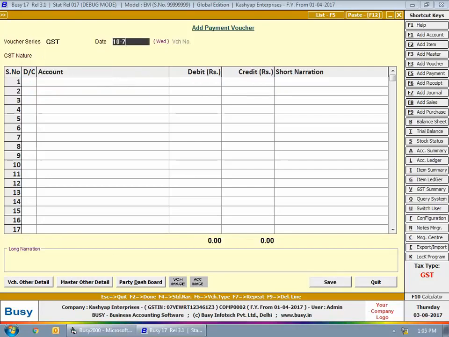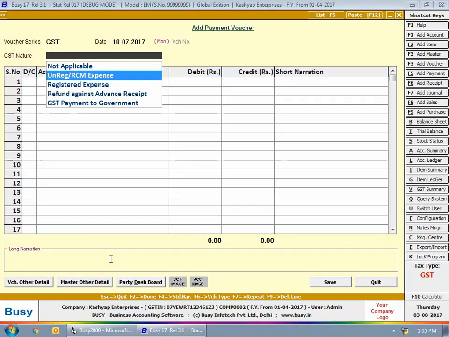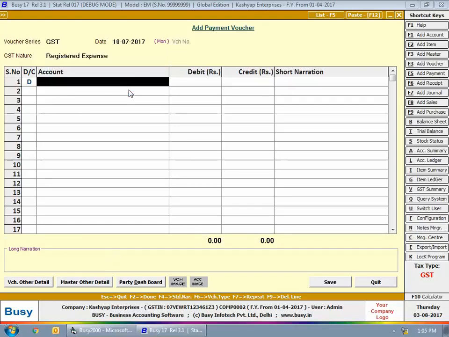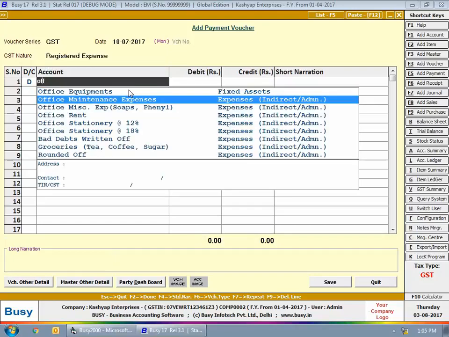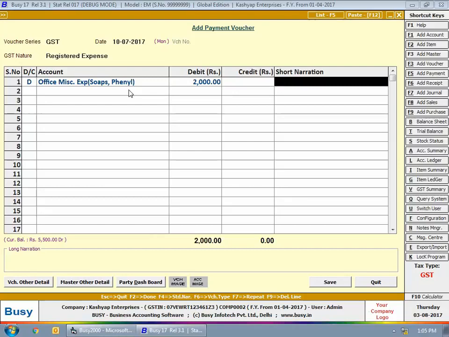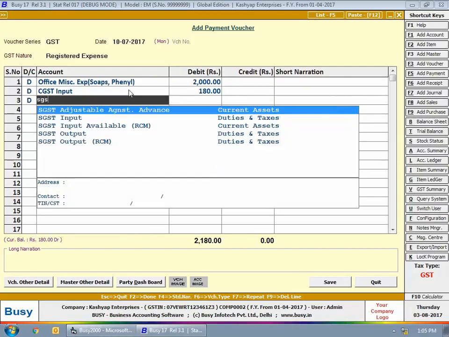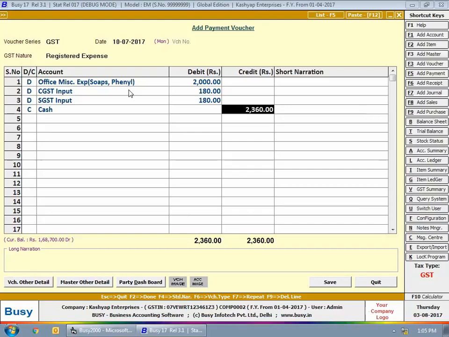Next, we are entering a payment voucher on 10th July. Here we have taken the GST nature as registered expense. You can see we are debiting the office miscellaneous expense account, CGST input and SGST input account. Here we are assuming that we have purchased these goods from a departmental store which is a registered dealer and is ready to print our TIN number on the bill.